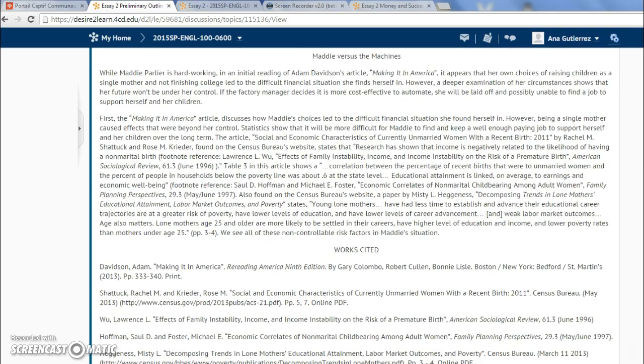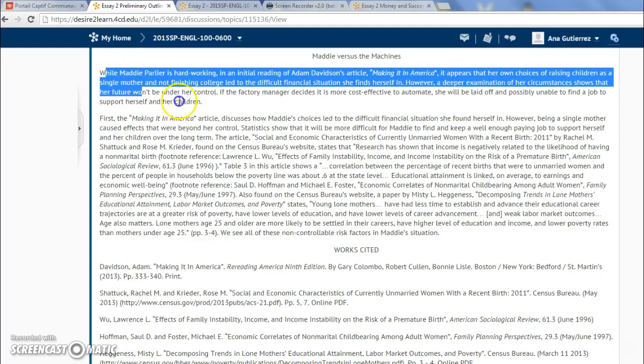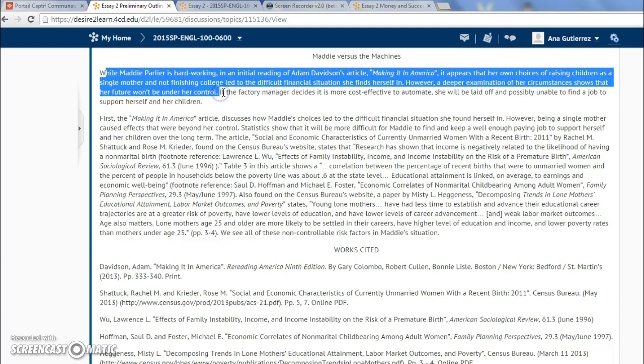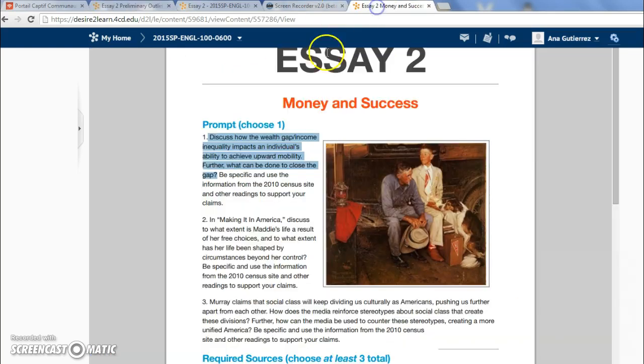Let me go to, here's one. Donna, you did yours on question 2, which is Maddie. I actually really liked how you set up this section here, because you're answering the question. You're saying it appears that Maddie's own choices led to the situation she's in. However, there are other circumstances that you're going to talk about that are beyond her control. So that right there matches exactly, class. So this is a good model for question 2.